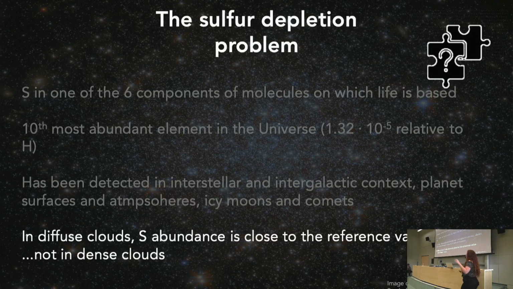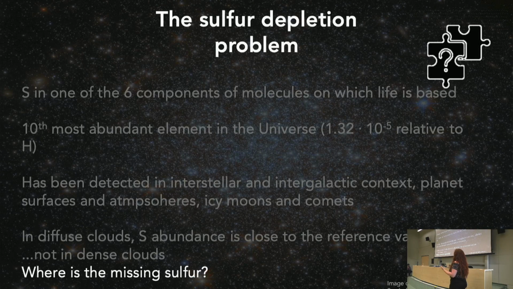And in diffuse clouds, so the first stage of the cycle that I showed you earlier, the abundance is fine. So the amount of sulfur that we expect to be there is there. This is different instead in the case of dense clouds. So something happens in there. We don't know where this missing sulfur is, so there is quite a lot of depletion of this atom. There are, of course, some theories, so we expect to find it, for example, in solid state forms or in species that we are not able to detect with our instruments.